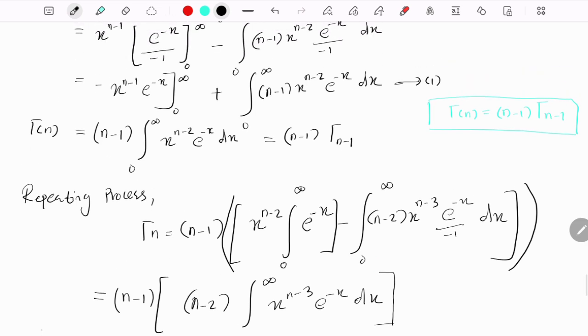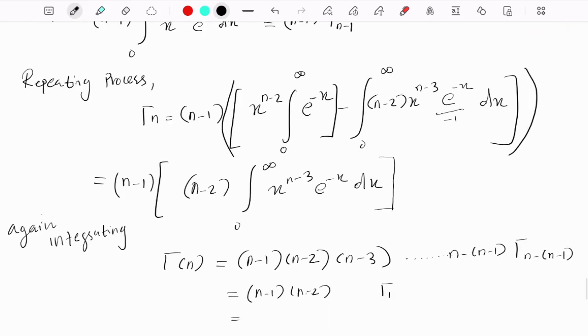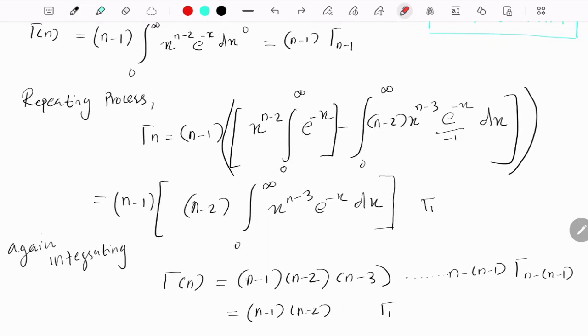Then again integrating, we will get gamma of n equal to n minus 1 into n minus 2 into n minus 3 into n minus 4 into etc. up to gamma of 1. That is, gamma of n is equal to n minus 1 into n minus 2 into etc. into gamma 1.